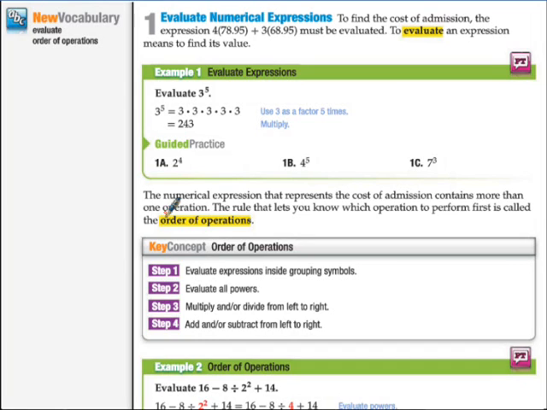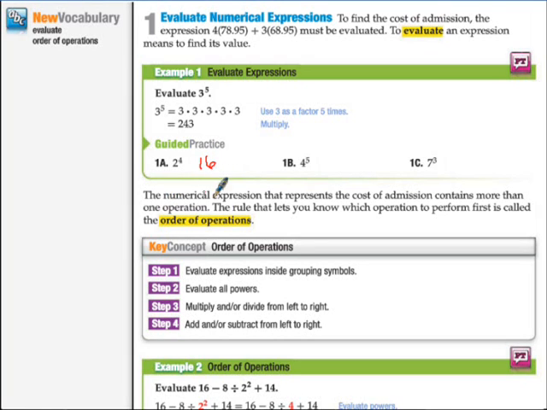These would be a perfect example of problems that you don't want to use your calculator for, because you're probably not going to get to use your calculator on the SAT or PSAT when you take this section, these kind of questions. So pause the video right here, try 1A, 1B, and 1C yourself. Go ahead and pause the video. Okay, you've unpaused. Let's take a look. 2 to the 4th. Well, that's 2 times 2 times 2 times 2. So that is 16.